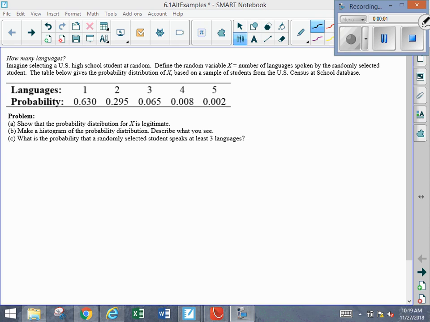Some examples for 6.1. We're going to find out if a probability distribution is legitimate. We will make a histogram of a probability distribution, and I'll show you how to do that with your calculator. And then we'll actually calculate some probabilities. Answer C is quite easy. So let me grab a calculator for us so that we can do this.